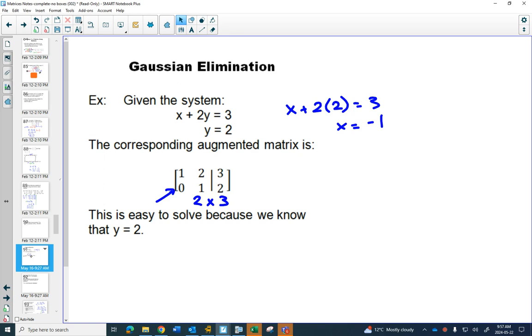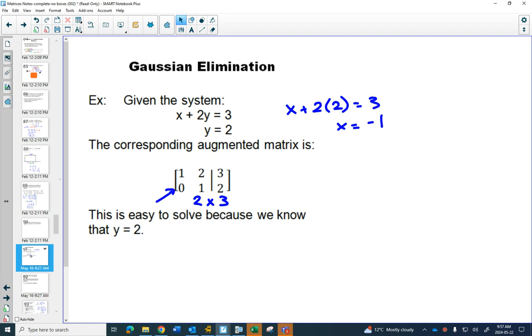I hope you can see this is about as easy a systems of equations to solve as there is. What do you think y is? 2? Yes. It tells you y is equal to 2. And if you knew y was equal to 2, would it be very hard to find x? No. You could just plug it in and solve x is equal to -1.